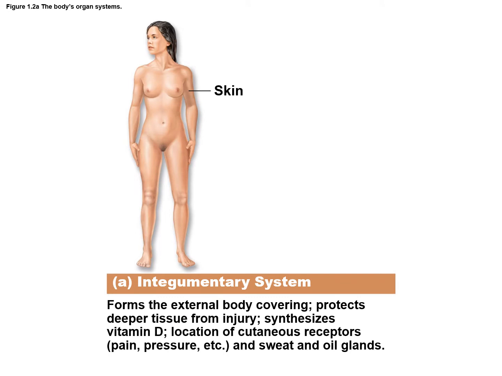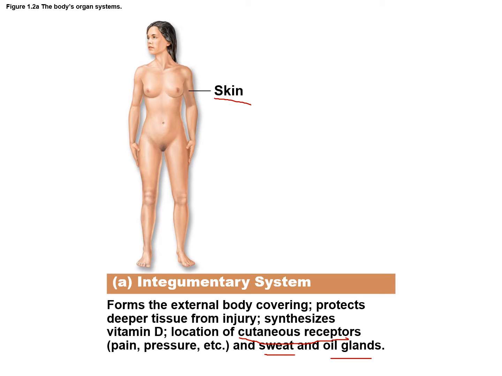Okay, so let's do a march through the body's organ systems. We're only going to scratch the surface of each of these organ systems. You're not going to be expected to know every little detail. The integumentary system consists of the skin, the hair, nails, as well as the sweat and oil glands. It also contains cutaneous receptors that are involved in pain and pressure. It's also involved in synthesizing vitamin D, and we get that from the sunlight.